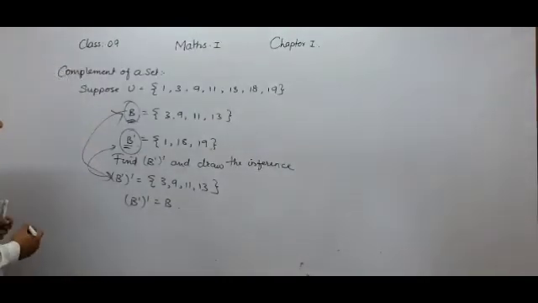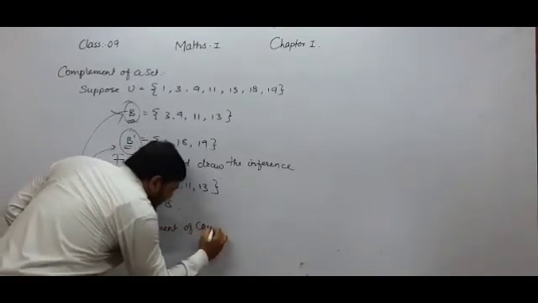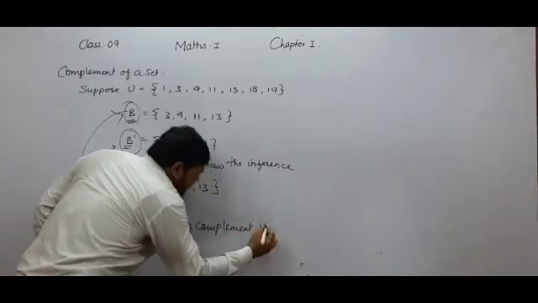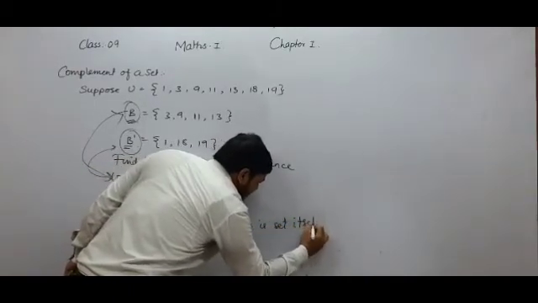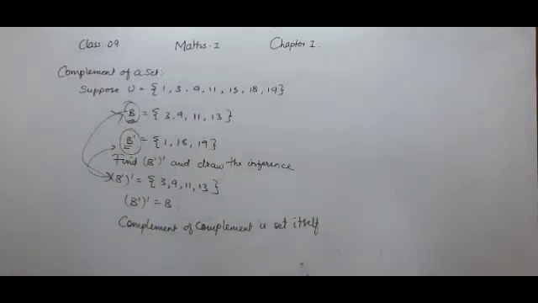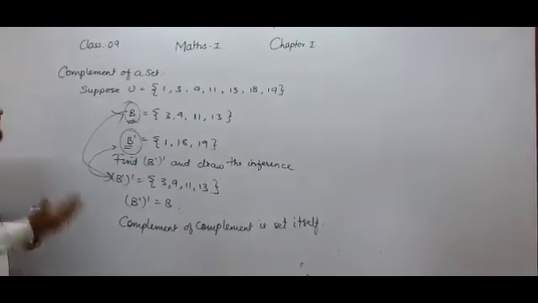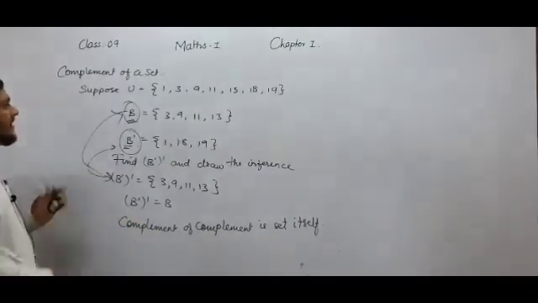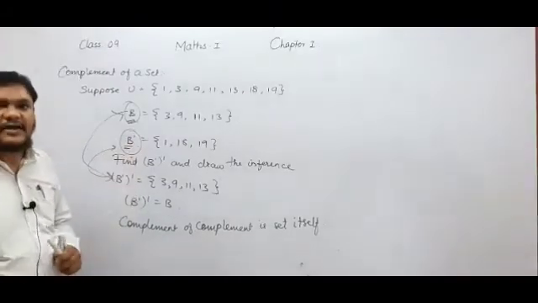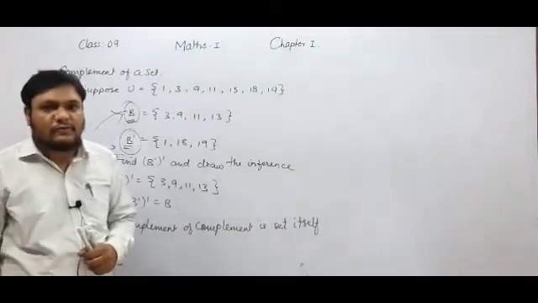So the inference is that the complement of complement is the set itself. So student, the inference we draw from this is that the complement of complement is the given set itself. Means if you find the complement of a particular set and then find the complement of that complement, it is that set itself because it contains all the elements of that particular set. So student, in this way we can study the complement of a set. Now we will move towards the next topic.